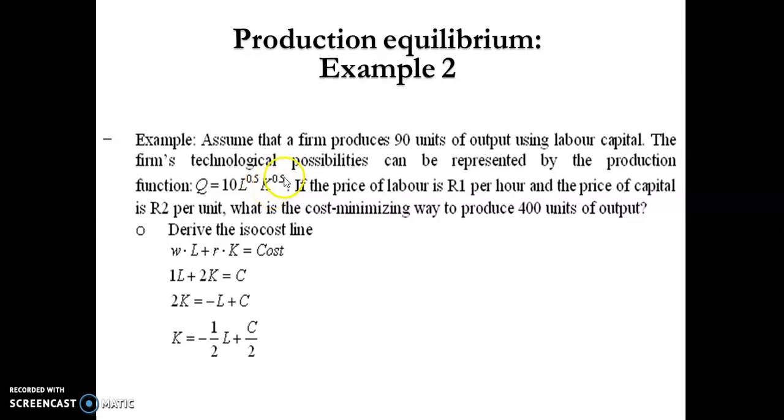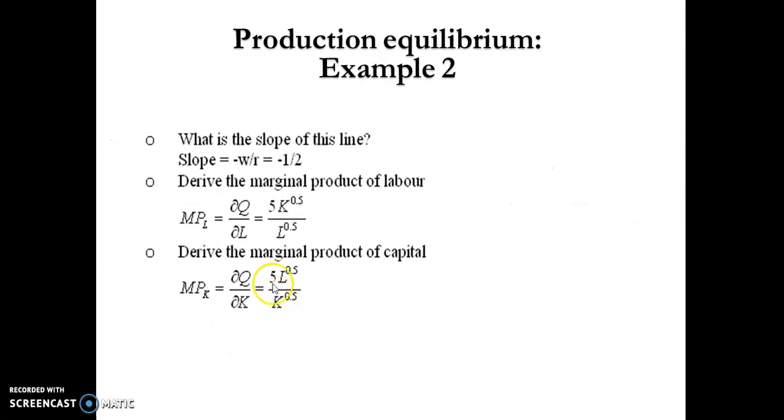K to the power of 0.5 minus 1. That becomes K to the power of minus 0.5. So therefore, you can put that in the denominator. So K to the minus 0.5 in the denominator would just be K to the power of 0.5. But remember, you still had 0.5 over here. So 0.5 times 10 is going to be 5L to the power of 0.5, and that would be in the numerator. So therefore, you have 5L to the power of 0.5, and in the denominator, you have K to the power of 0.5.